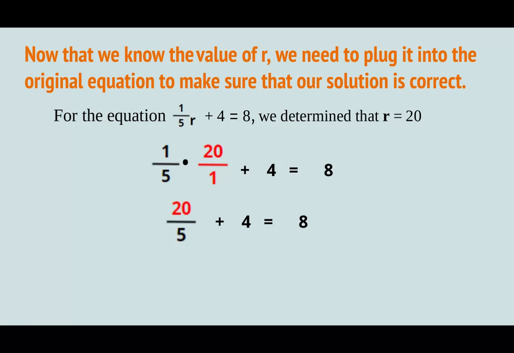Well, what does 20 divided by 5 equal? 20 over 5 is the same thing as 20 divided by 5. And that's elementary math. That's 4. So 4 plus 4 is 8. 8 equals 8. So again, that's how we confirm that our solution is correct.